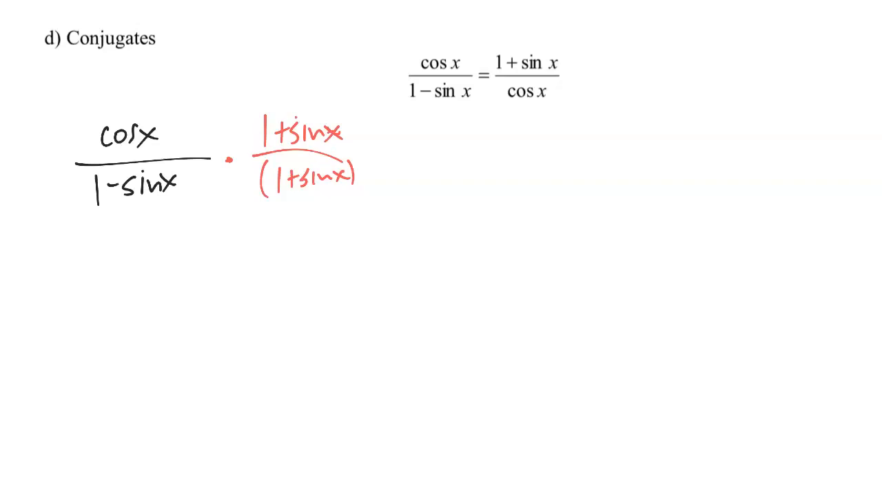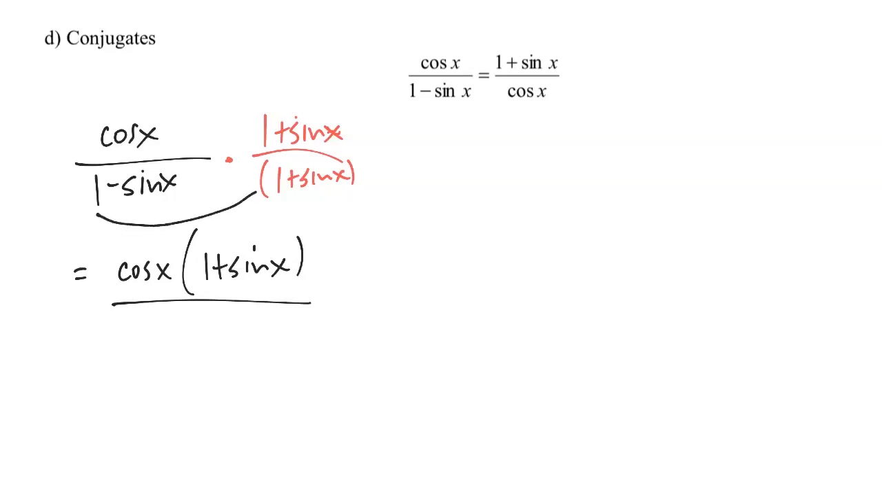And so what this is going to end up being in the numerator is going to be cosine x multiplied by 1 plus sine x, and I'm not distributing that for a reason that you'll see here in just a minute. Divided by 1 minus sine x times 1 plus sine x, which is trig conjugates. And so therefore we only have to multiply the first terms, and so 1 times 1 is 1, and the last terms, which is going to give me minus sine squared of x.